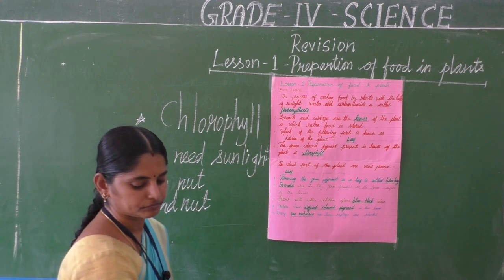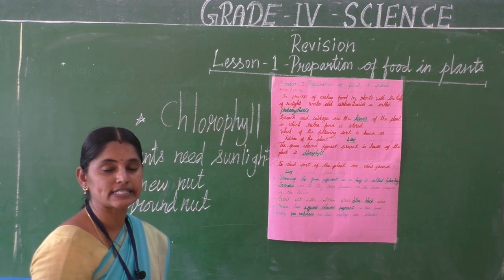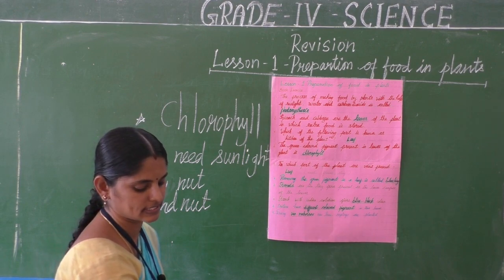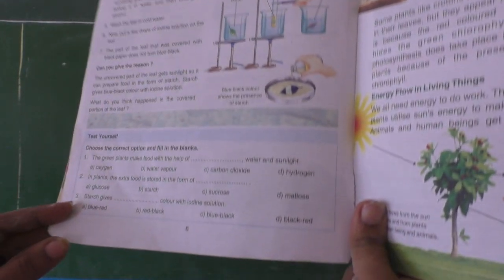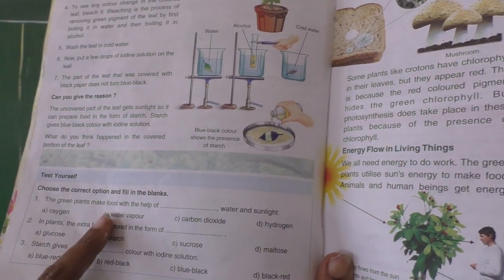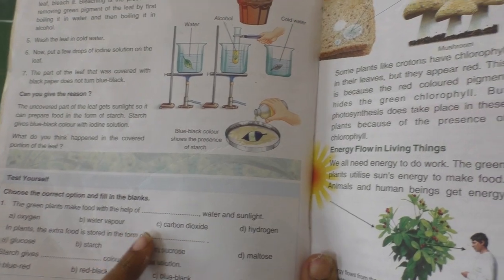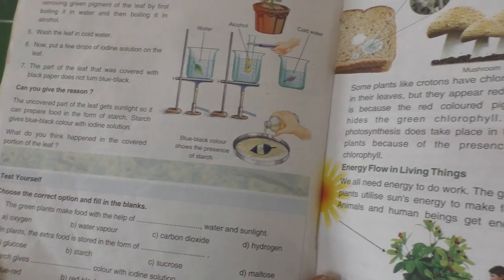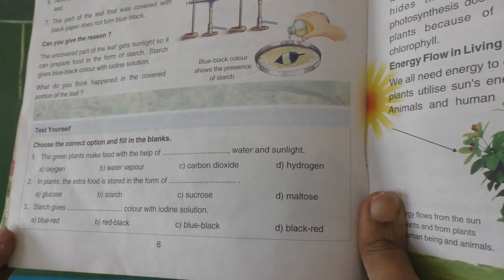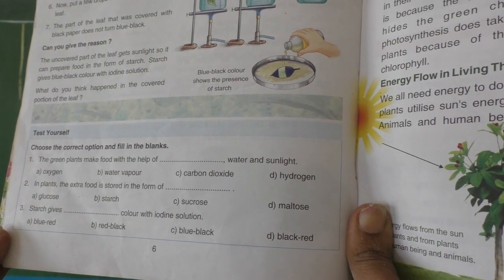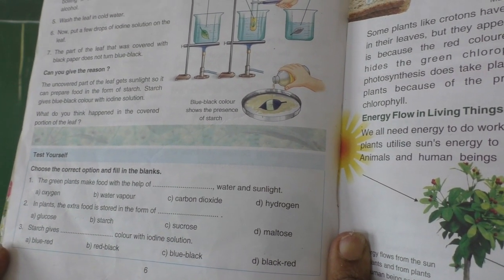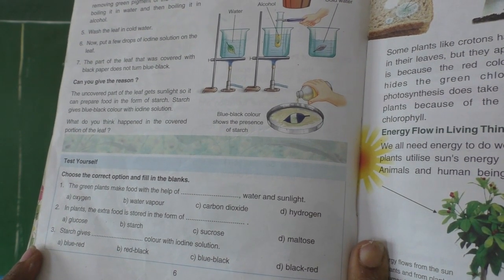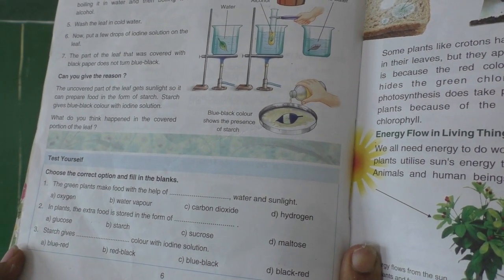Then children, here in page number 6, turn your book. In page number 6, there are some more questions. Here down: the green plants make food with the help of dash, water and sunlight, they have given. So green plants make food with the help of water and sunlight. What is the process here? Photosynthesis. Isn't it? So they need carbon dioxide, water and sunlight.